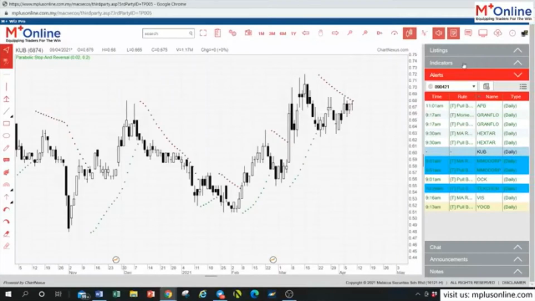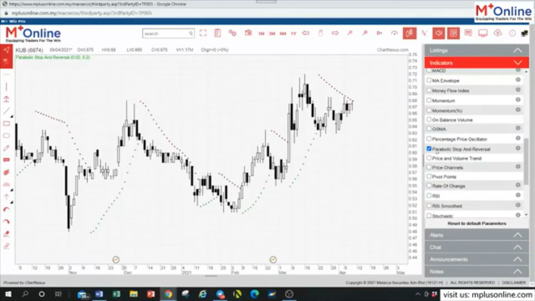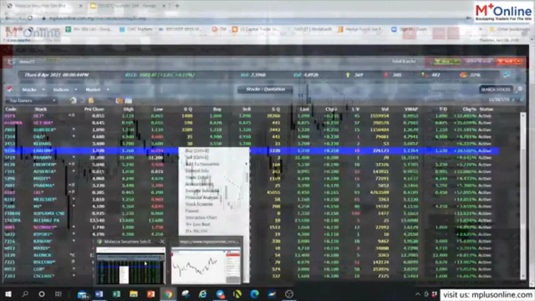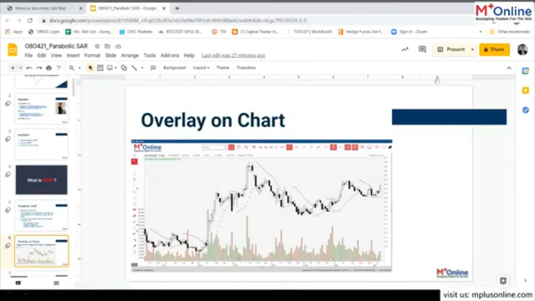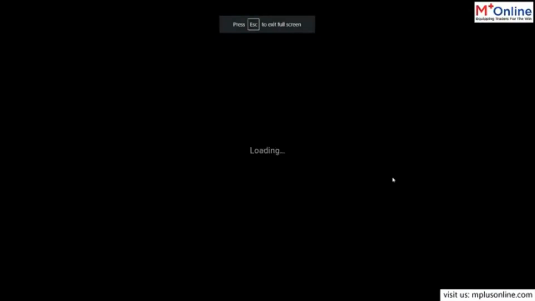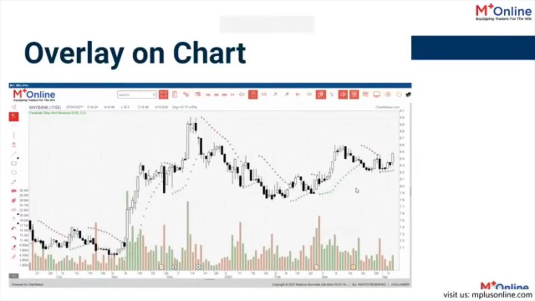So basically this is how you can enable your Parabolic SAR. Just tick it, and then you can change the criteria right here. But we are going to stick with the default one, 0.02 and 0.2, and apply. Once you have enabled Parabolic SAR, it will look like this on your chart.